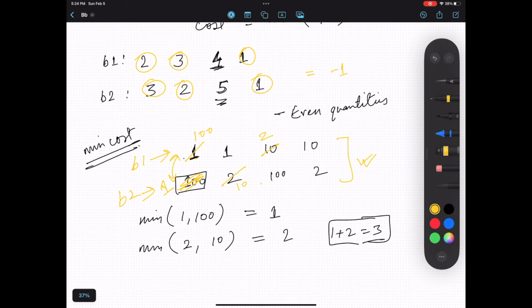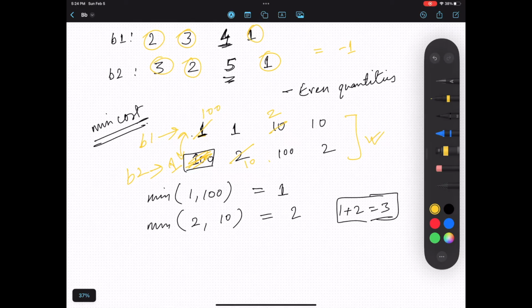Okay, so we saw how we can make the baskets look the same at minimum cost: we can pick the lowest values of one basket and swap them with the larger values of the second basket. So that's why we picked 1 and swapped it with 100, and then we picked 2, which was the second smallest value, and swapped it with 10.